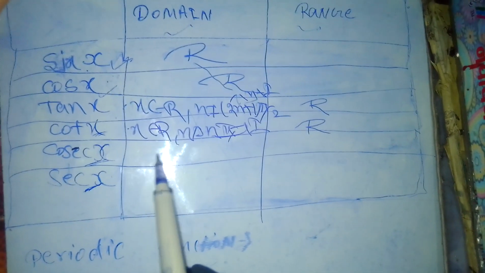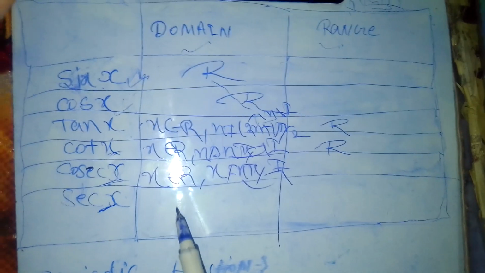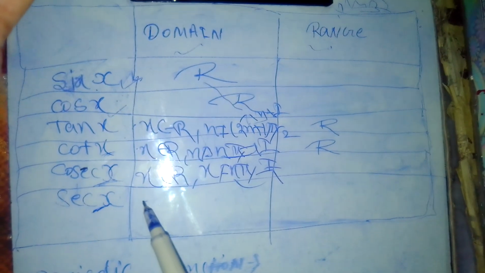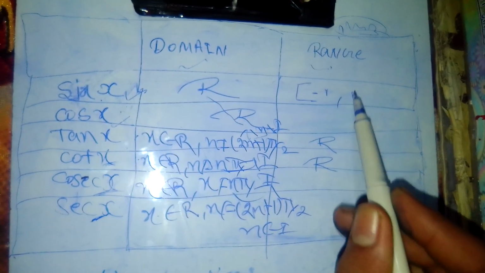Now in the case of cosec x, it will be related to a real number, but x should not equal nπ, where n is any integer. Now in the case of sec x, x will be a real number, but x should not equal (2n+1)π/2, where n is any integer. Clear? Now the range of sin x and cos x is closed interval from minus 1 to 1.